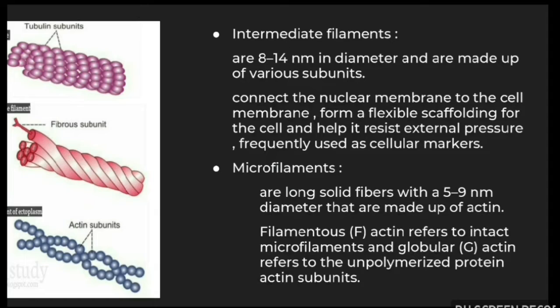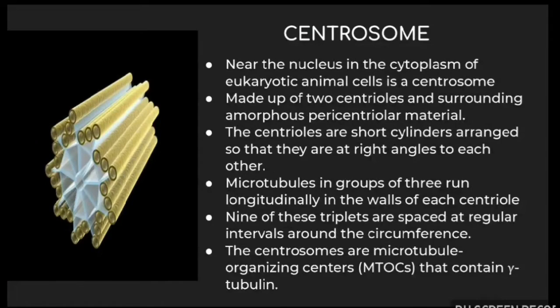Moving on to microfilaments, these are long solid fibers with 5 to 9 nanometer diameter that are made up of actin. Filamentous actin refers to intact microfilament, and globular actin refers to unpolymerized actin protein subunits. You can see the picture of a microtubule, then intermediate filament, and then the microfilaments of ectoplasm. Moving on to the next slide.